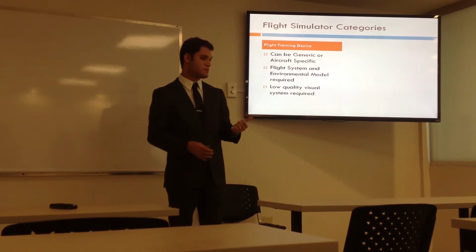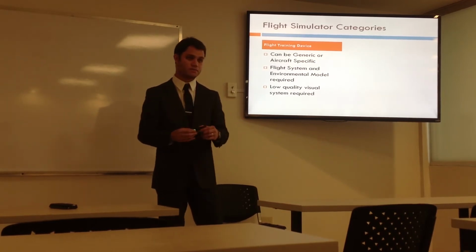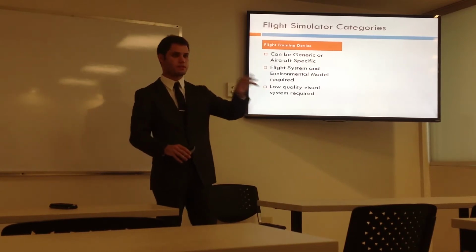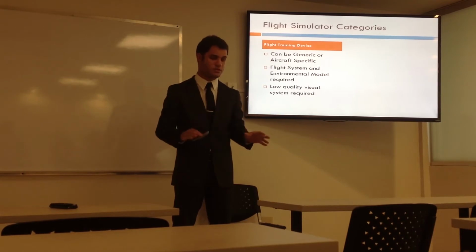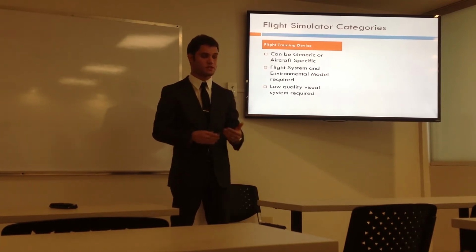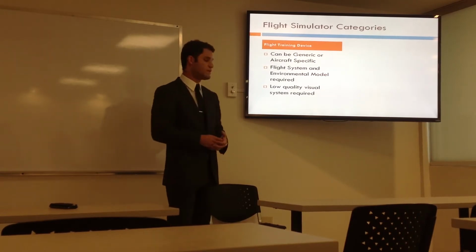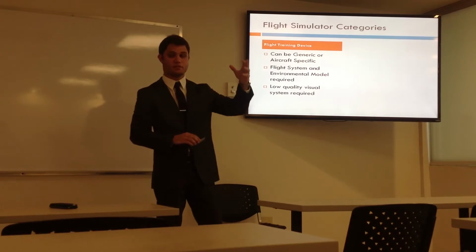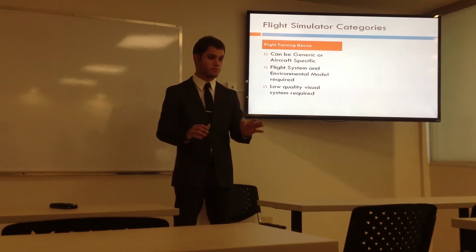The flight systems and the environmental models are generic also. You have all your instruments, altimeter, airspeed indicators, all these different things, but they're just the same ones that every airplane has. It's not specific to that aircraft itself. And a low quality visual system is required, meaning that you have the ground, you have the sky, but you really don't have anything else. You don't have any geography or anything. It's just for the purpose of making sure it works.